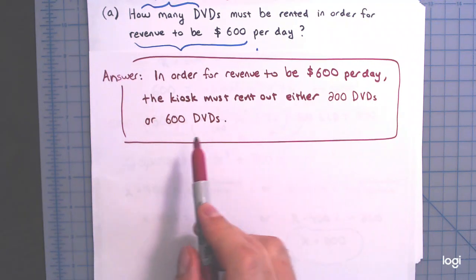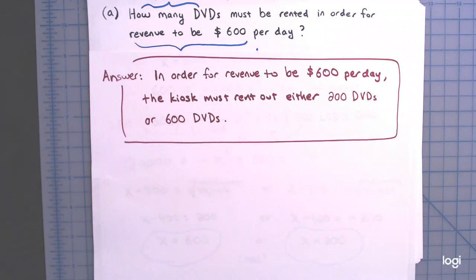And these are both good possible numbers. These are positive numbers. Now, if I ended up with a negative solution, I wouldn't consider that one, because how can you rent negative DVDs? What does that even mean? But 200 and 600 are both reasonable numbers. You can rent out any positive whole number amount of DVDs, and that would make sense.